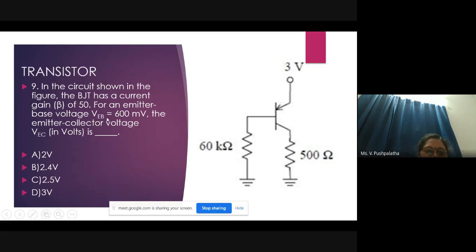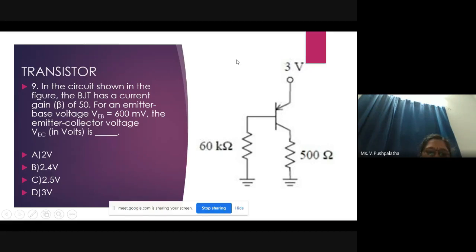Now, what they are asking in the circuit: the BJT has a current gain beta and emitter base voltage as 600 millivolt. The emitter collector voltage VEC is actually how much? 2 volt, 2.4 volt, 2.5 volt, 3 volt. Now you need to find out the answer. Okay. So shall we go to the answer? How to do it, right?